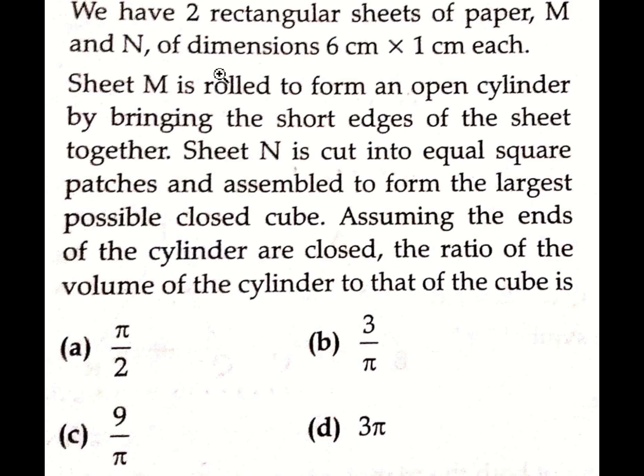This is actually open, because it is an open cylinder formed by rolling the rectangular sheet. Assuming it to be a closed cylinder, I mean both the upper face and lower face of the cylinder to be closed, then we have to find the ratio of the volume of the cylinder and that of the cube.